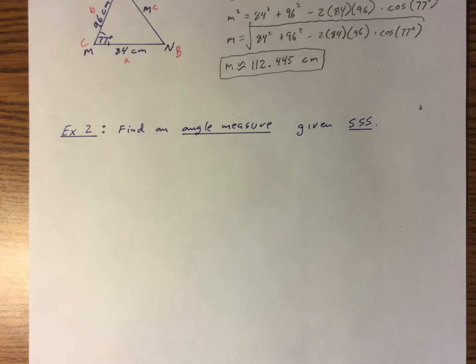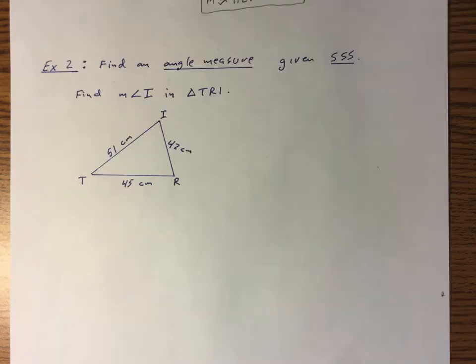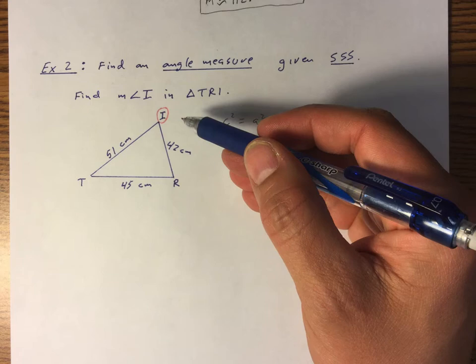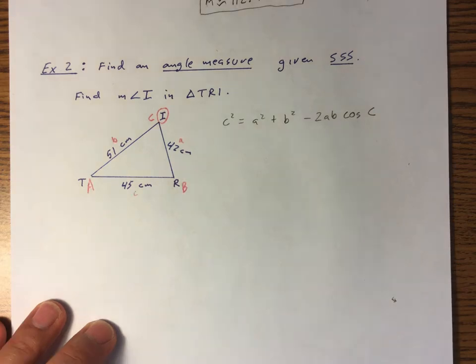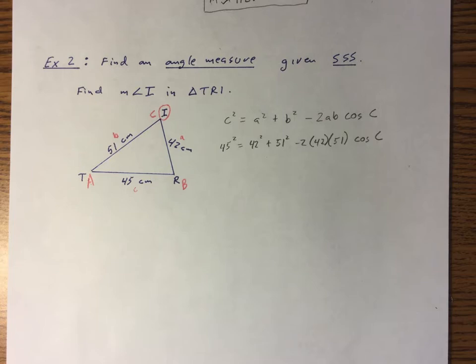Last example turns it around a bit. Here we're given three sides, and we want to find an angle. So again, the law of cosines, set it up. We've got c squared equals a squared plus b squared minus 2ab cosine of c. And we want to find angle I. So we're going to call that c for our law of cosines formula. So therefore the side opposite it would be 45, and then we've got 51 and 42. And we'll sub in the numbers that we know. And now we have to solve for c.